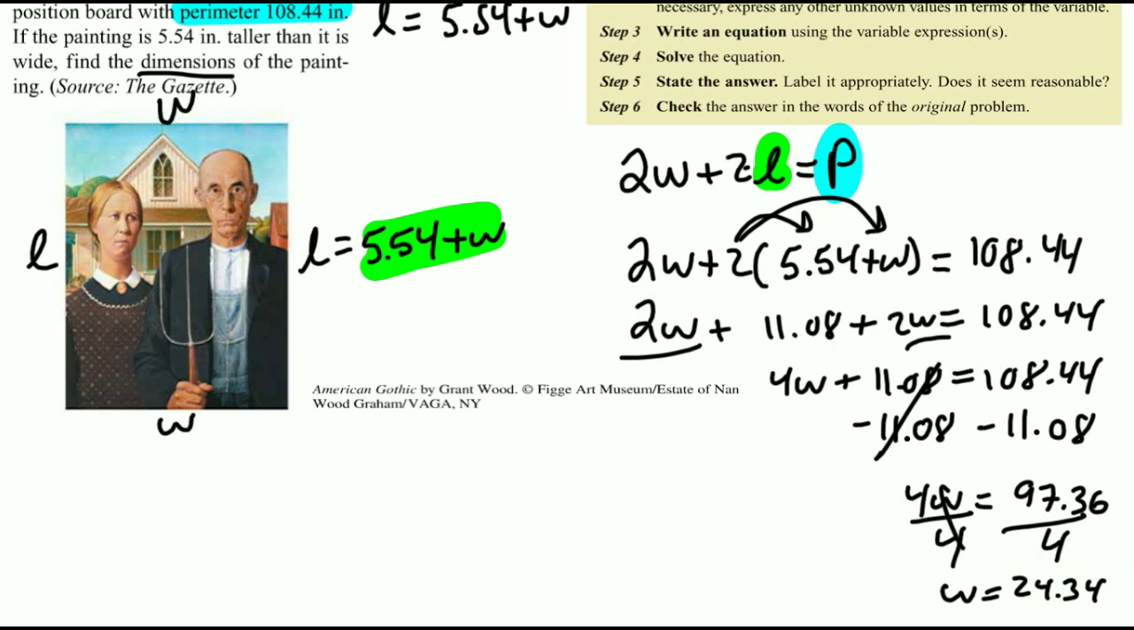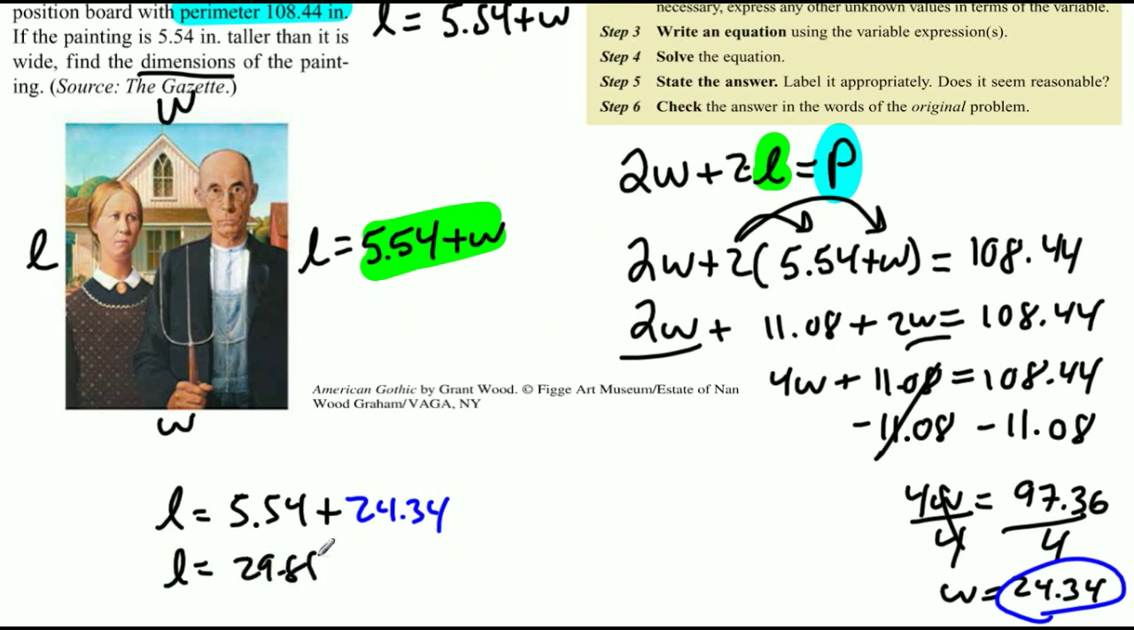Okay, so we don't want to stop there, because if you look back here, we need to find the dimensions of the painting. When you go buy a painting, you buy a frame, you say, oh, I want a painting that's 24 by 30 inches. So you need to have the dimensions. We only have one of the dimensions, the width, so let's find the length. Well, length we said was 5.54 plus W, and we know W is 24.34. So my length then is going to be 29.88.